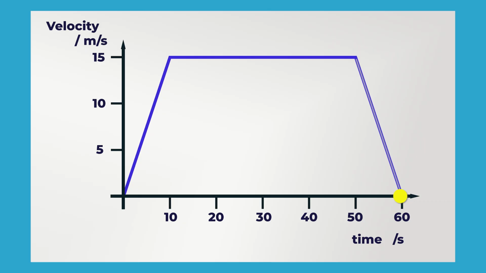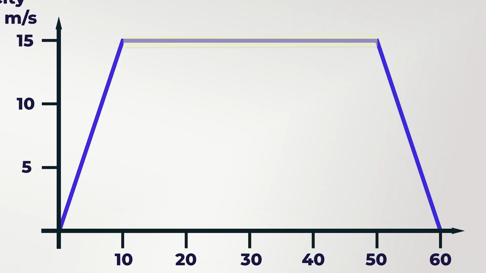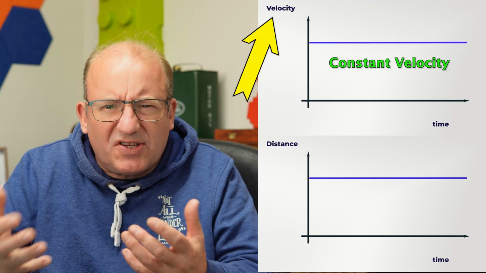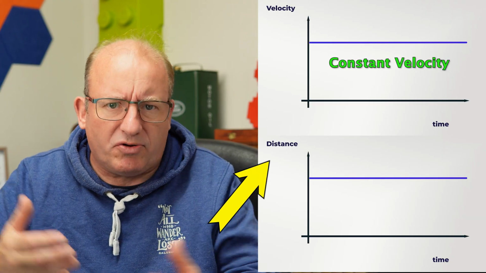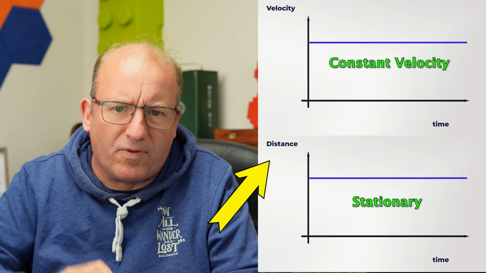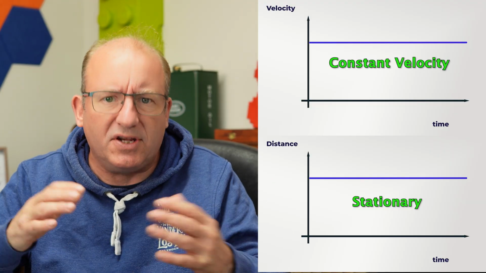Notice the horizontal line between 10 and 50 seconds. This means the car's travelling at a constant speed. With a distance time graph though, a horizontal line means the object is stationary. This catches an awful lot of students out, so do check which graph you're looking at, distance time or velocity time.